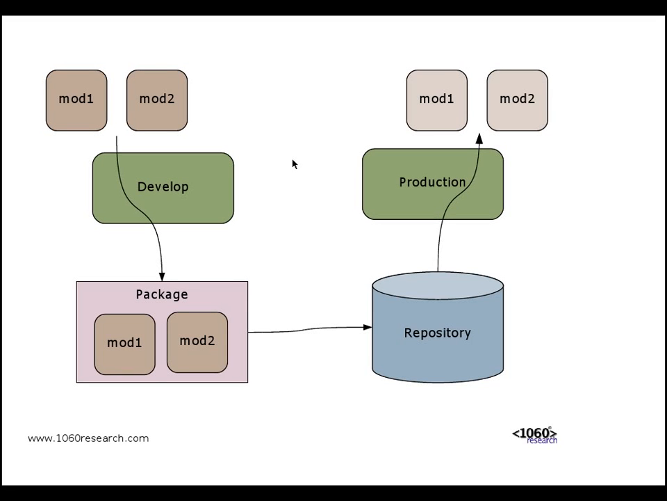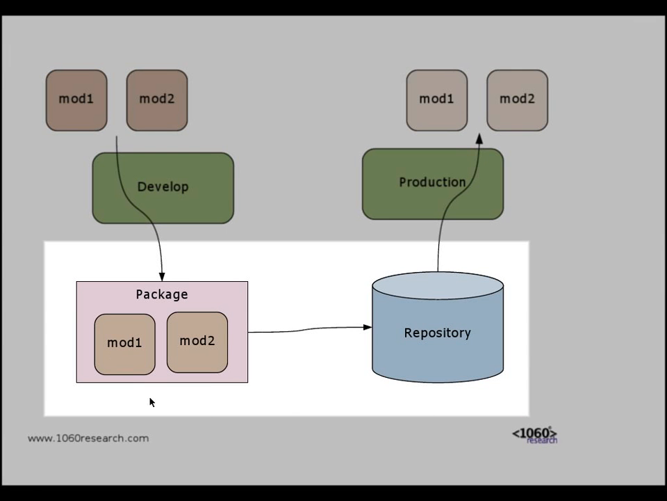In the first section, we showed how we could quickly create some modules on a development machine and package those modules up for deployment. In this section, we're going to look at how we can use the packages that we've created, manage them, and deploy them to a repository so that they can be used for production.